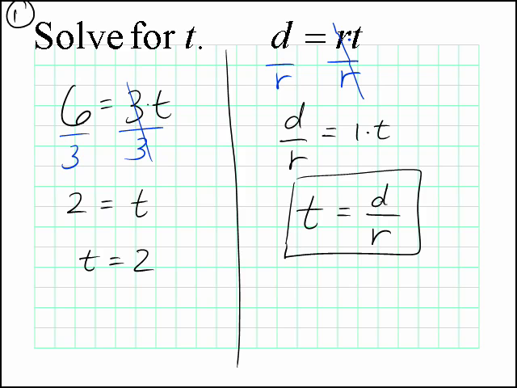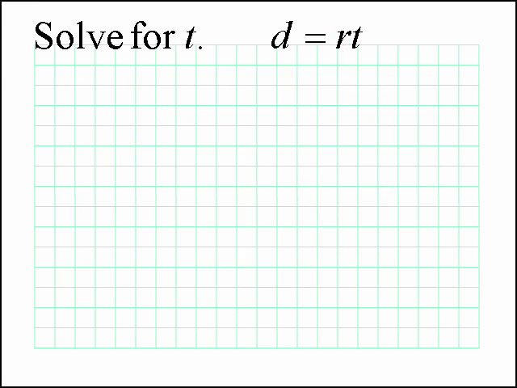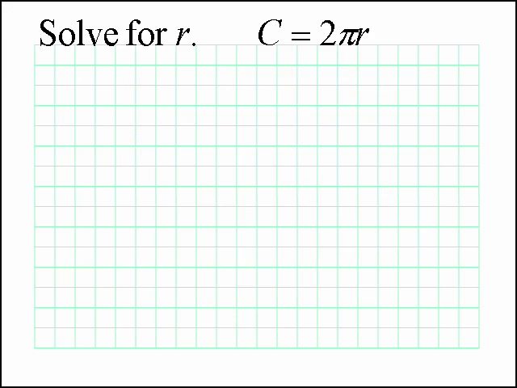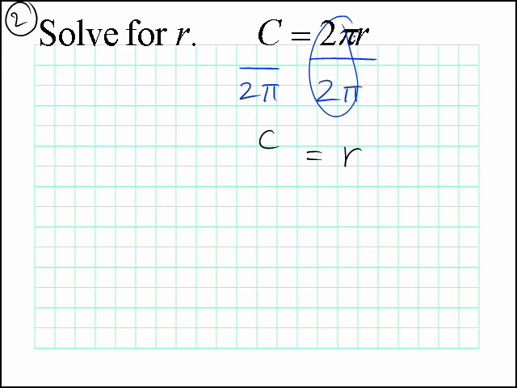Example number 2. Solve for r. Just like the last example, I'm going to isolate the variable r by dividing both sides by 2 pi. The 2 pi over 2 pi reduces to 1. And I have it now solved for r. R is c over 2 pi.